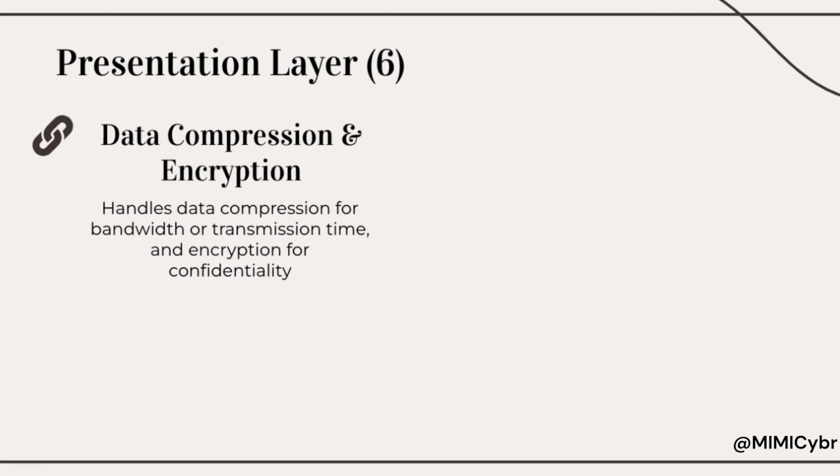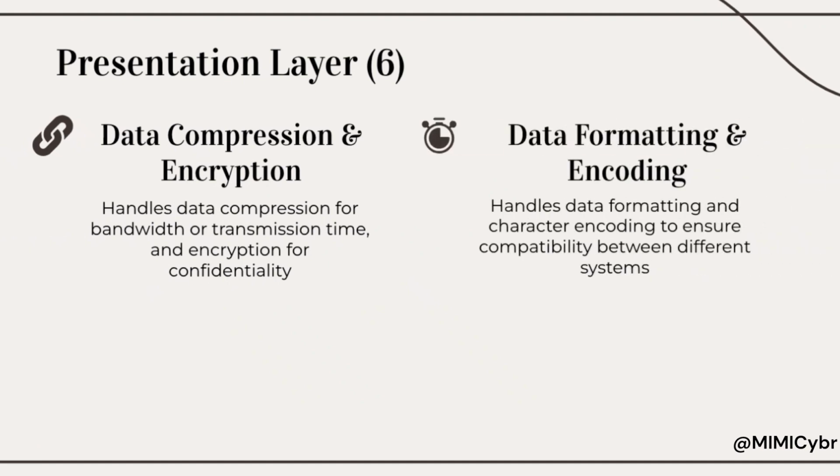It handles data compression for bandwidth or transmission time, to enable a fast transmission time of the data. And it handles data encryption for confidentiality, to ensure that no one who doesn't need to access the data accesses the data. It handles data formatting and encoding. It ensures that the data is formatted in a way that the application layer will be able to understand, and also character encoding to ensure compatibility between different systems on the network.